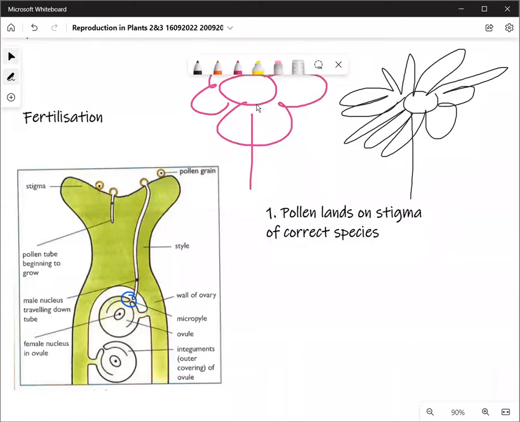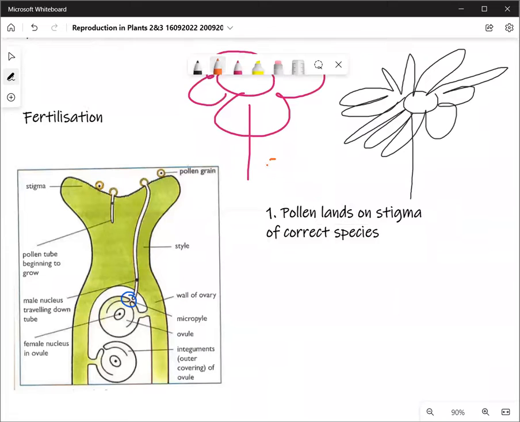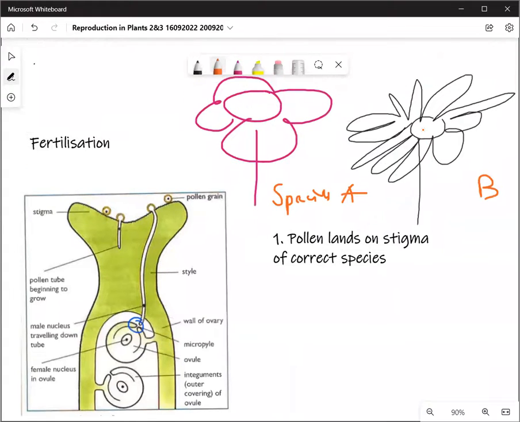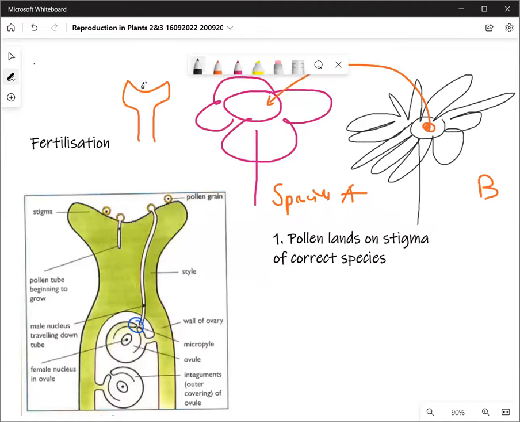Now you have different species here, Ryan. Let's say this is species A, and you have species B. Now, if pollen from this one reaches this flower and lands on the stigma of this flower, will it be able to grow a pollen tube downwards? No, right? Why not? Because the pollen has landed on a flower of a different species. It has to land on the same species.